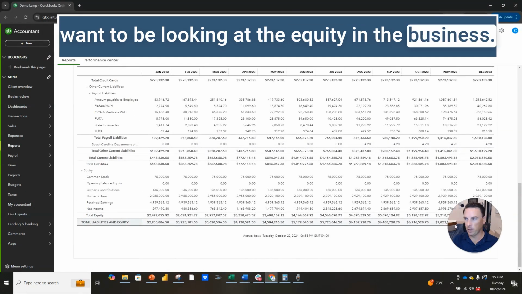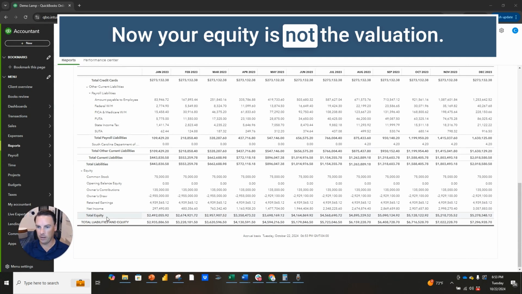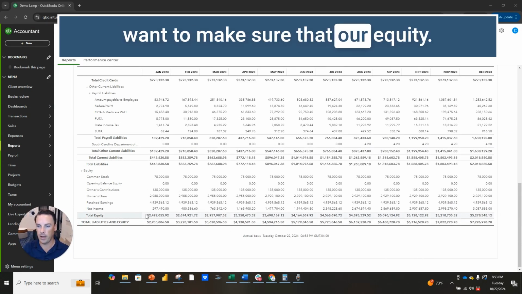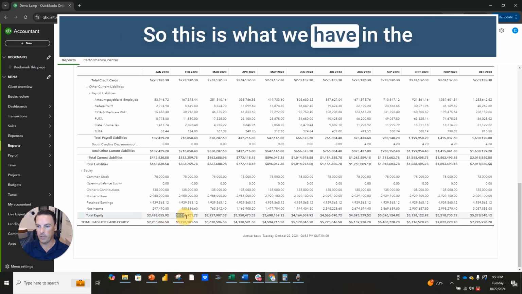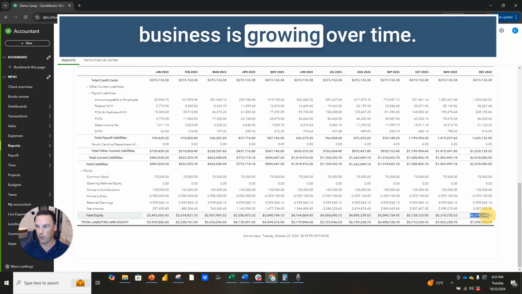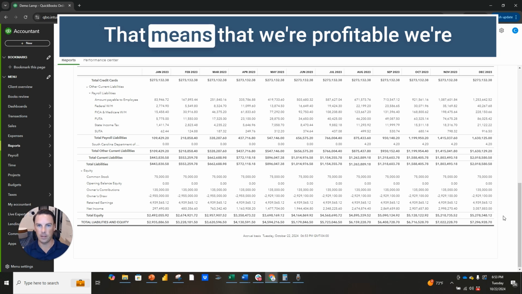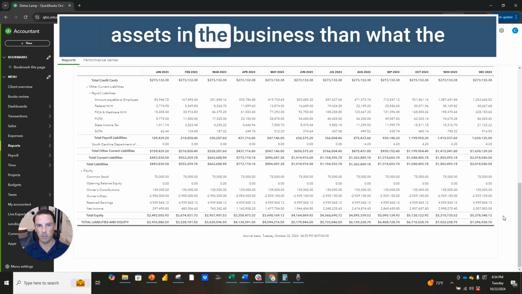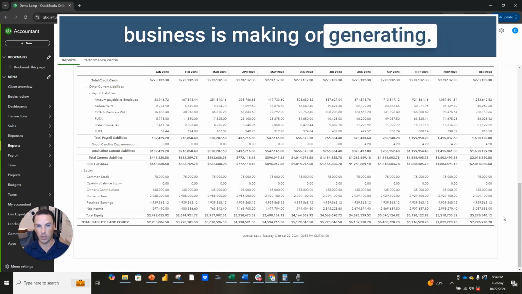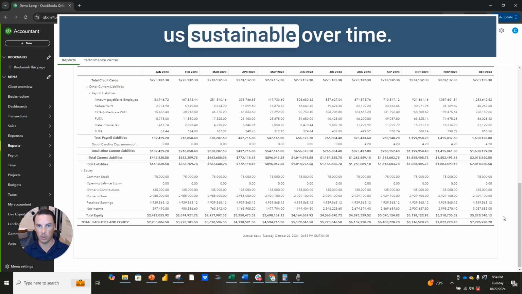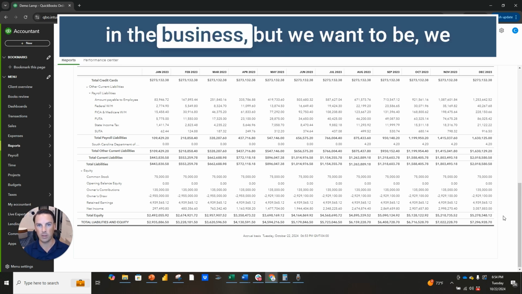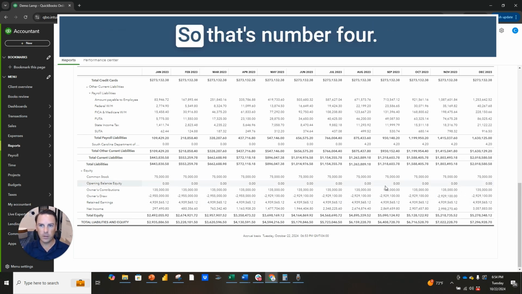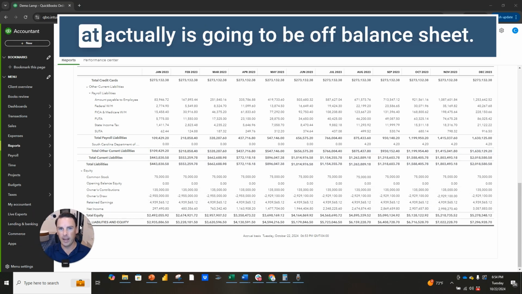in the business. Now, your equity is not the valuation. That's a common misconception with business owners. But we want to make sure that our equity, so this is what we have in the business, is growing over time. That means that we're profitable. We're probably leaving more cash and more assets in the business than what the business is making or generating. That is a good thing. That makes us sustainable over time. That means that we can reinvest back in the business. But we want to see our equity growing over time. So that's number 4.